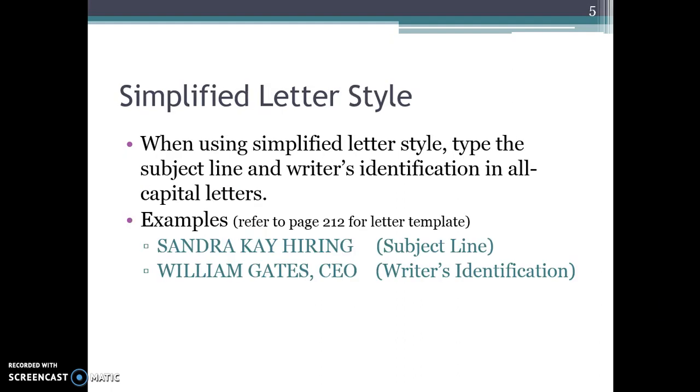Simplified letter style. When you do use it, you want to type the subject line and the writer's identification, all in capitalizations. What you want to do is look on page 212, look at the letter template, and you can see what I'm talking about. When you talk about the subject line, this is going to Sandra K, and we're talking about the hiring of Sandra K. And also when you talk about the writer's identification line, from William Gates, comma, CEO.